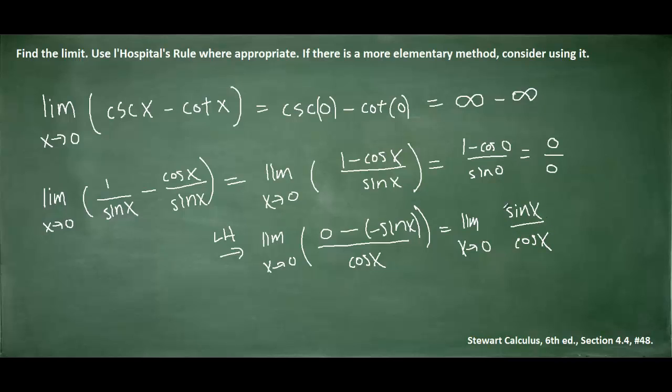cosine of x. And recall that sine of x divided by cosine of x can be rewritten as tangent of x. So in fact, we can rewrite this one more time as the limit as x approaches 0 of tangent x. Now, if we go ahead and plug 0 in for x, we have the tangent of 0. And of course, the tangent of 0 is 0. And that is indeed the correct answer.